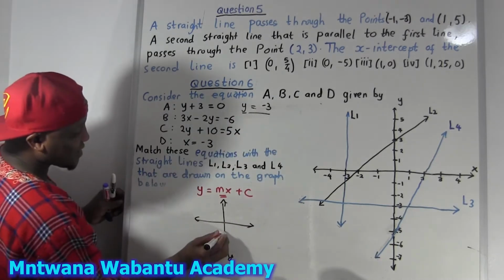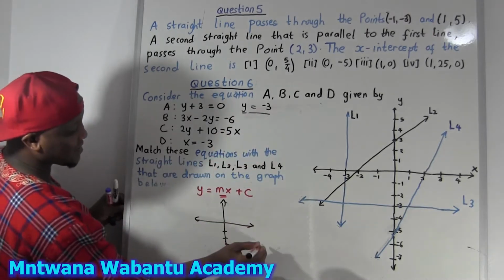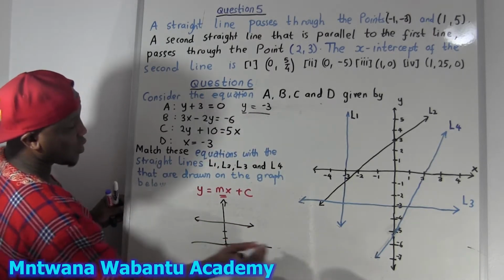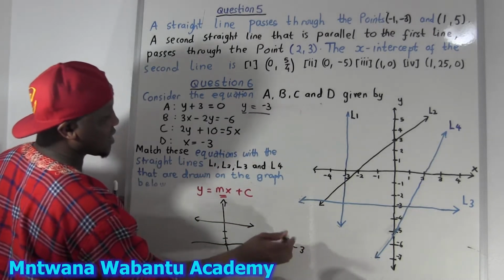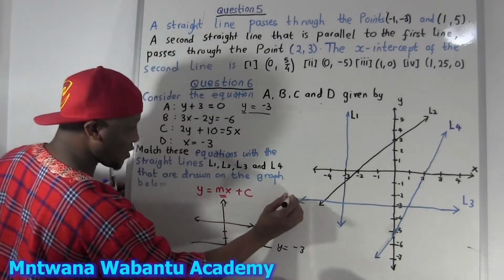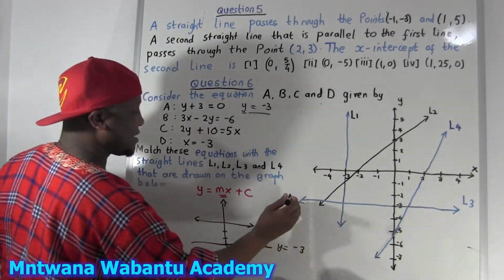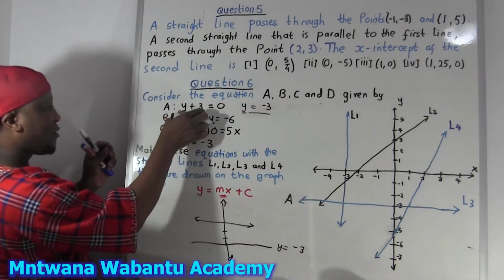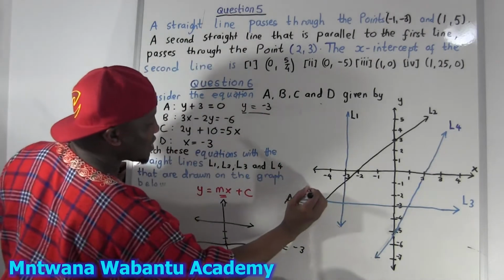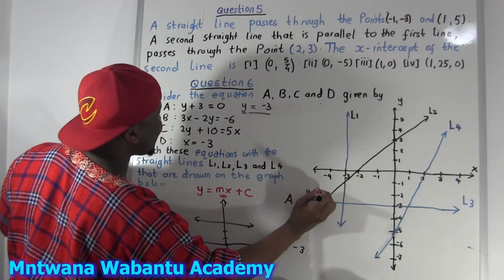y equal to negative 3 means negative 1, negative 2, negative 3. So this is the graph here, y equal to negative 3. This is A, and it comes from the equation y plus 3 equal to 0.